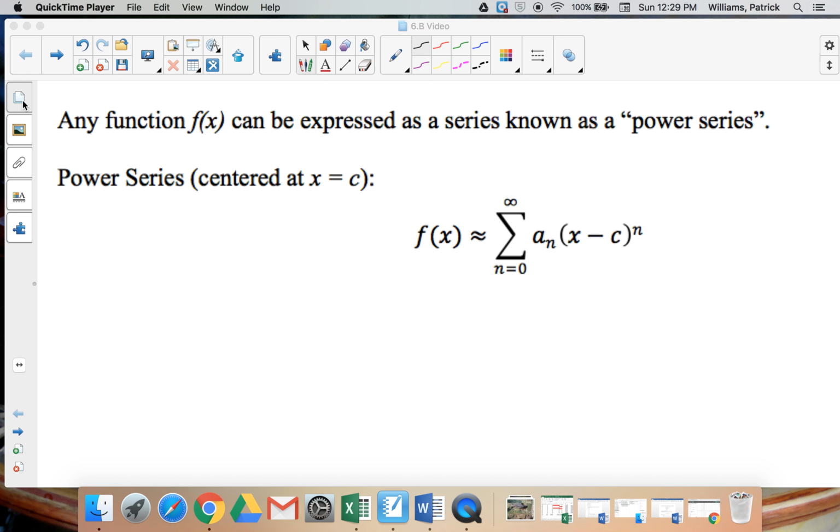So the cool thing about power series is they can be used to approximate functions.